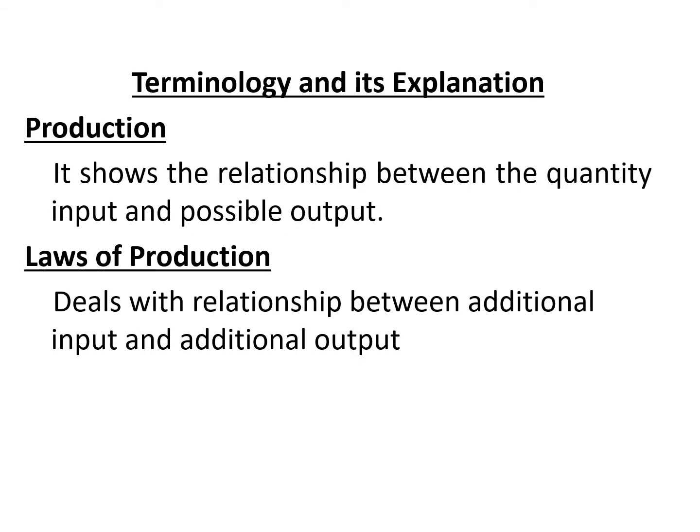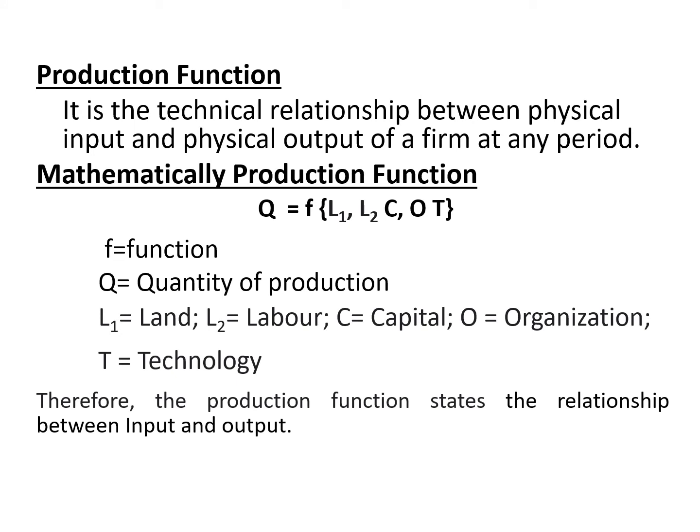Terminology. What is the difference between production and law of production? The difference is, production shows the relationship between the quantity of input and possible output, whereas law of production deals with the relationship between additional input and additional output. Production function is the technical relationship between the physical input and physical output of a firm at any period. That is, it shows the relationship between the output of a product and its input.